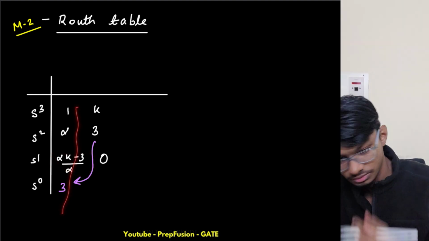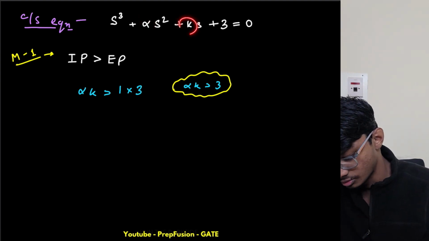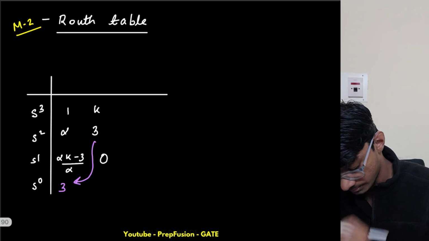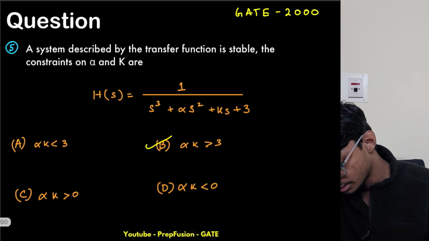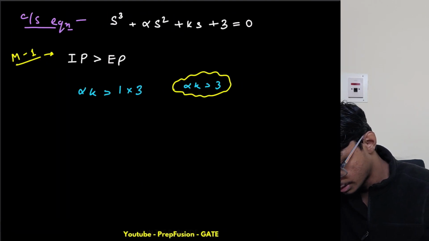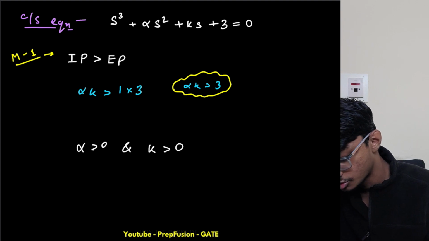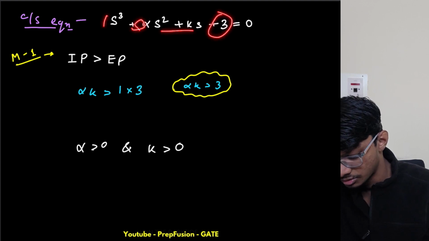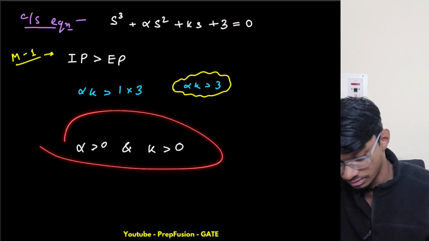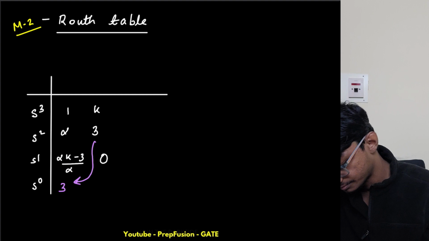Okay, for this to have no sign change, obviously alpha has to be greater than 0. So another condition is this coefficient has to be greater than 0. Also k individually has to be greater than 0, right? So here I should write the other conditions also, that alpha has to be greater than 0 and k has to be greater than 0. These two conditions should also be satisfied because they should have the same sign, and as this is plus 3 and this is plus 1, these two should also be positive. That is also one condition.